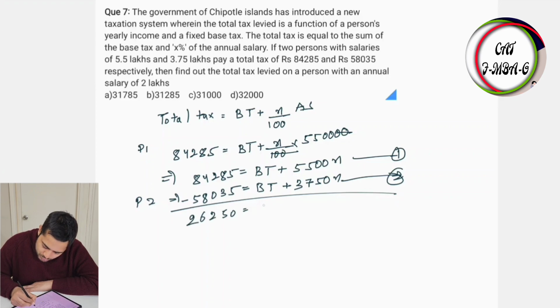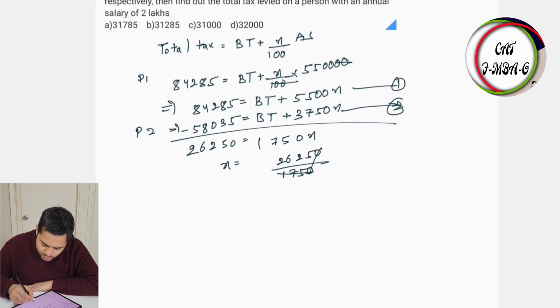26250 is equal to 1750x. So x is equal to 26250 divided by 1750. Let's calculate. You can use a calculator also. So 5, 5, 10, 525, 575.